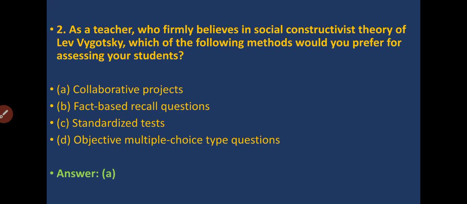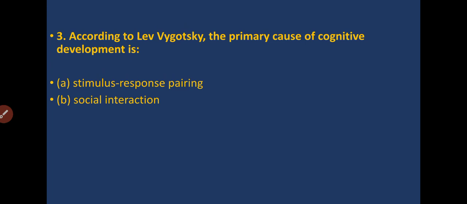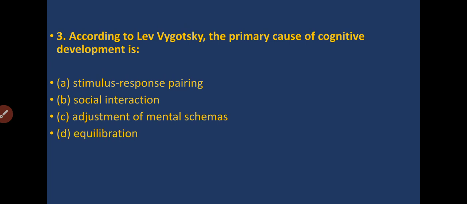Collaborative projects. Next, according to Vygotsky, the primary cause of cognitive development is A. Stimulus-response pairing. B. Social interaction. C. Adjustment of mental schemas. Or D. Equilibration. The correct answer is option B.